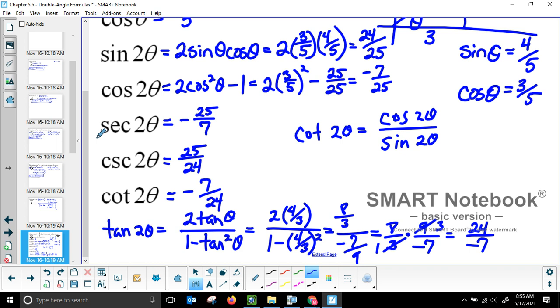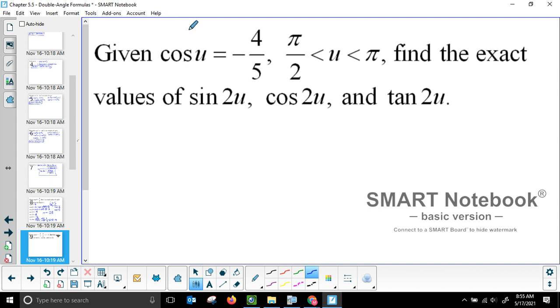Fantastic times. All right. Why don't you guys go ahead and try this? So given that cosine of u is equal to negative 4/5 and that u is in the second quadrant, find the exact values of sine of 2u, cosine of 2u, and tangent of 2u.